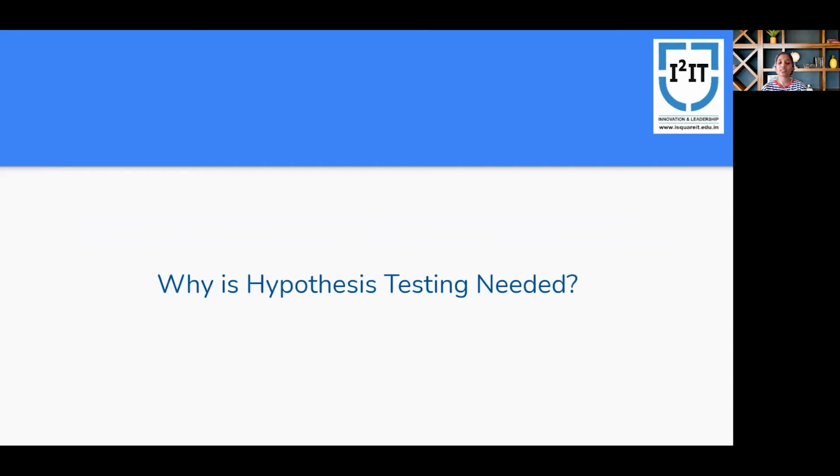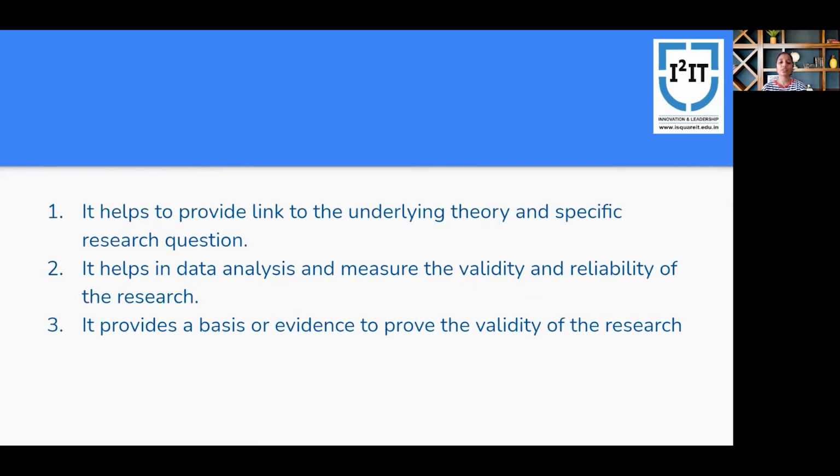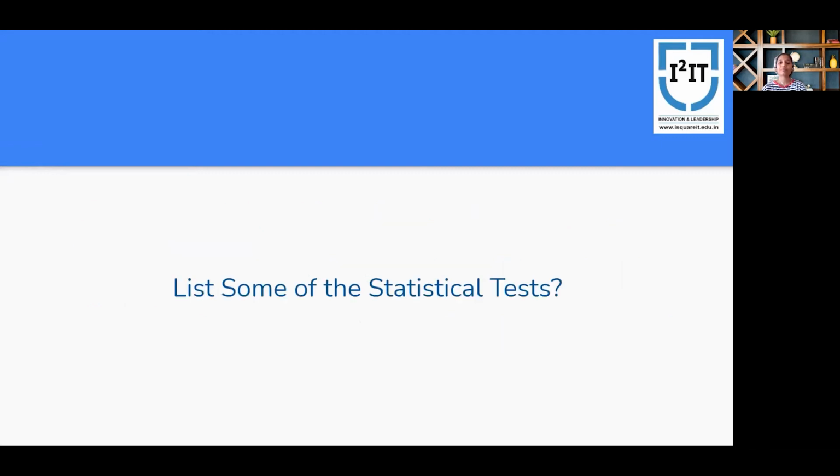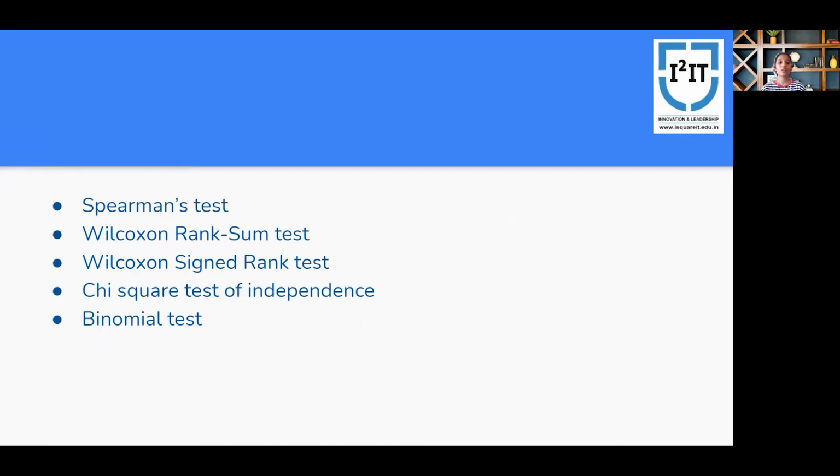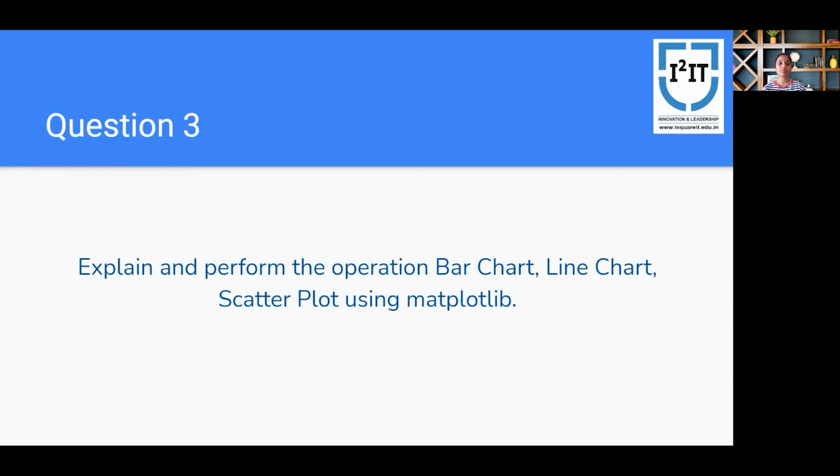Now, why is hypothesis testing needed? It ensures the entire research and methodologies are scientific and valid. It helps to assess the probability of research failure and progress. It helps to describe the research study in concrete terms rather than theoretical terms. Some statistical tests are Spearman's test, Wilcoxon rank sum test, Wilcoxon signed rank test, chi-square test of independence, binomial tests, etc.